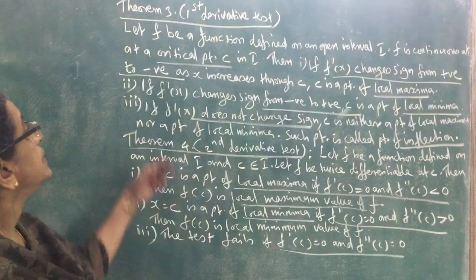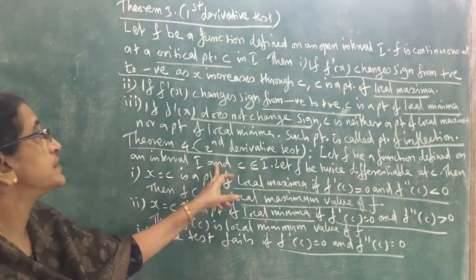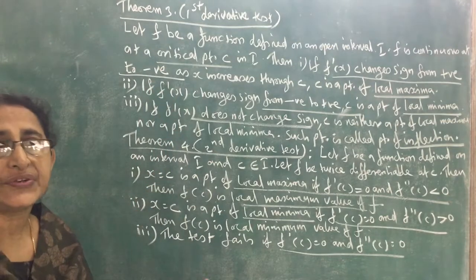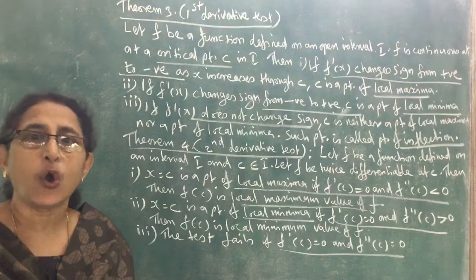Theorem 3, first derivative test. This is theorem 4, second derivative test. These tests are used to find the point of local maxima and point of local minima of a function.